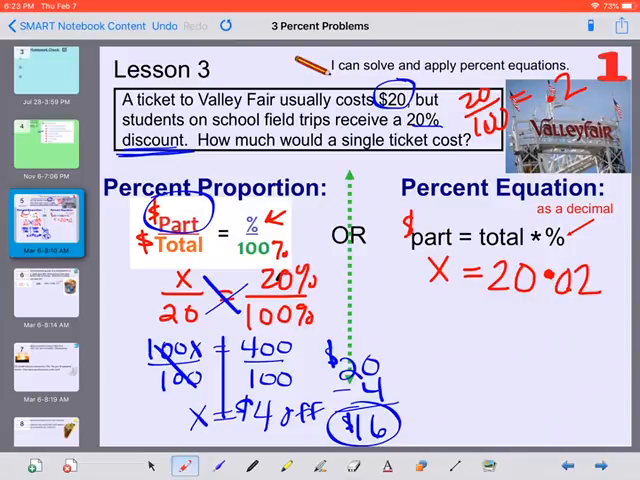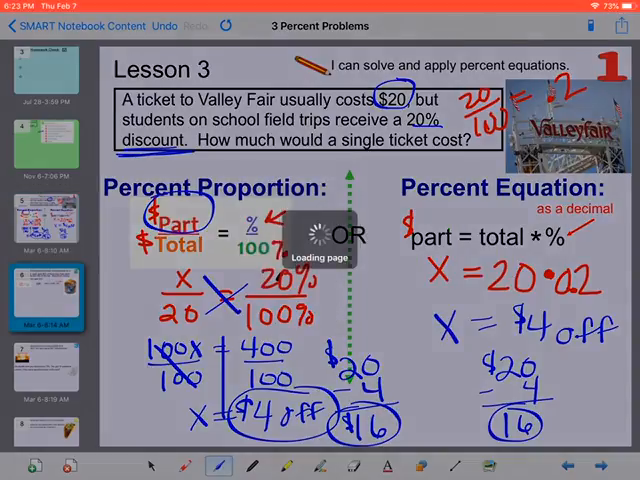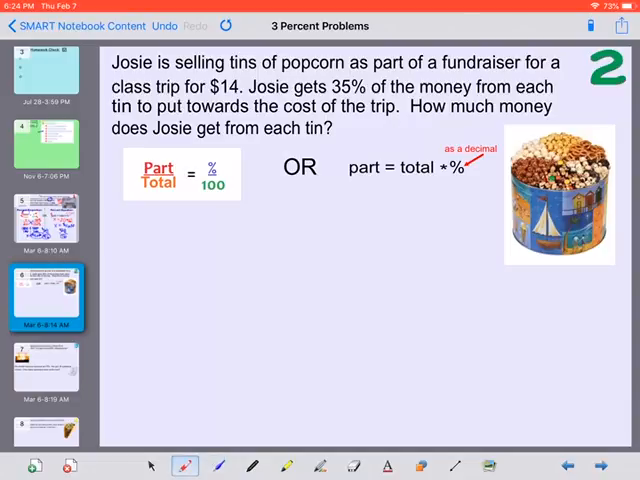So if we plug this in our calculator, 20 times 0.2, we get 4, which is the same answer we got over here. We get $4 off. So same thing, $20 for our ticket minus the $4 off leaves us with $16. So either way, we'll get the same answer. So let's take a look at another question and compare.